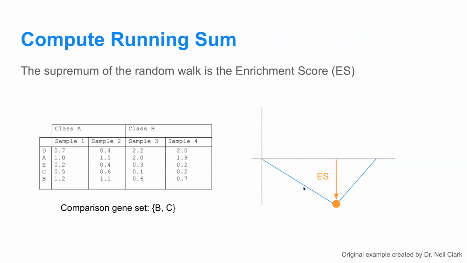And then so obviously this is a short example. You're usually not going to have just a gene set with 2 genes and data with 5 genes. But in this example, you can see we've generated this full random walk or running sum graph. And you can see that the supremum of the random walk, which is the enrichment score, is actually this negative value that's at this most extreme point of the graph.